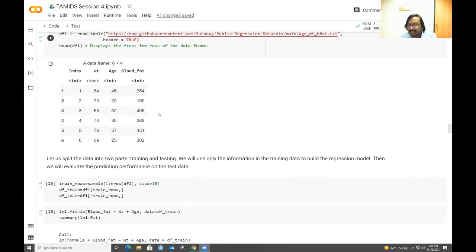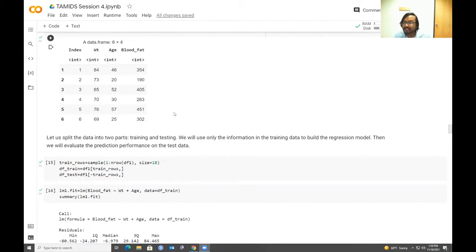Let us split the data into two parts because we realized that splitting the data into two parts and evaluating the model on the testing portion is what we should be doing. Because if we are only evaluating on the training data, then an overly complicated model that even treats all the noise as pattern is going to do perfectly, which is not what we want.